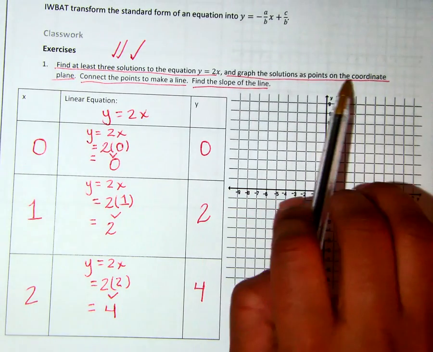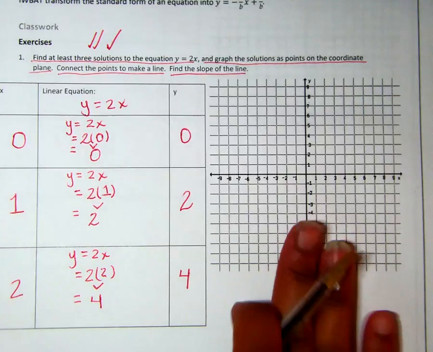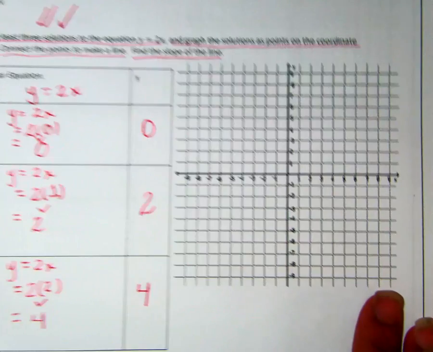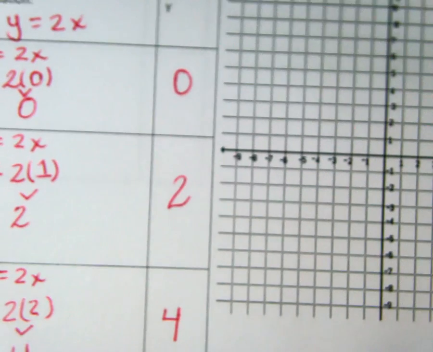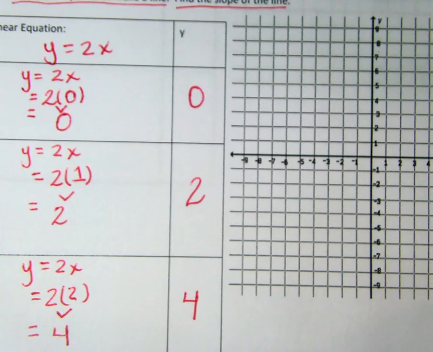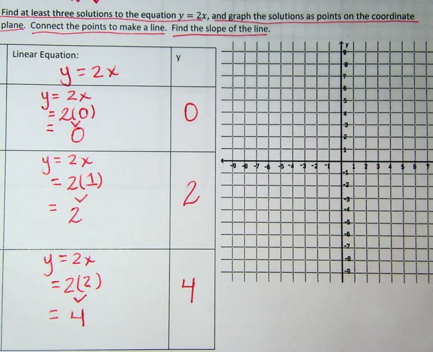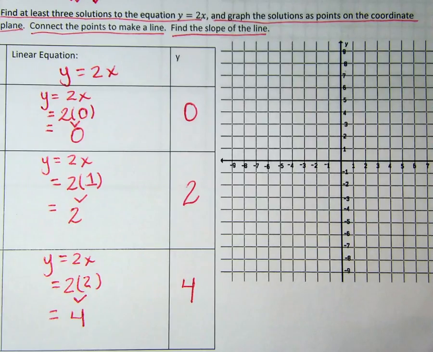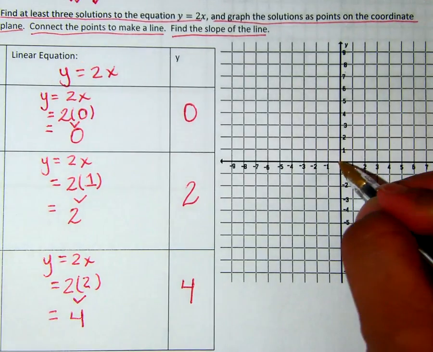I want to graph these solutions on the coordinate plane. Directly to the right, you have a coordinate plane. It's made up of x-axis and y-axis. Okay, and I want to plot (0, 0), (1, 2), and (2, 4). It's a good idea when you're plotting any points on the coordinate plane to start at the origin. The origin is where x and y meet.